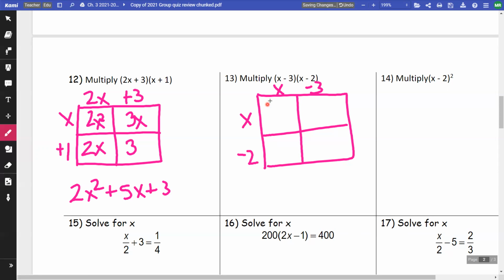So I'm going to take x times x, which is x squared. X times a negative 3 is a negative 3x. Now my negative 2 is going to multiply with my x, which is a negative 2x. Negative 2 times negative 3 is a positive 6. So this is going to be x squared minus 5x plus 6.